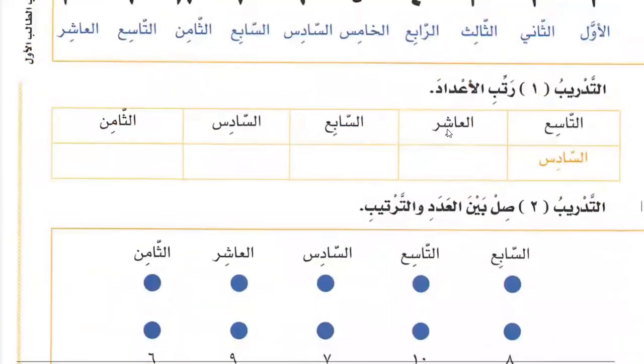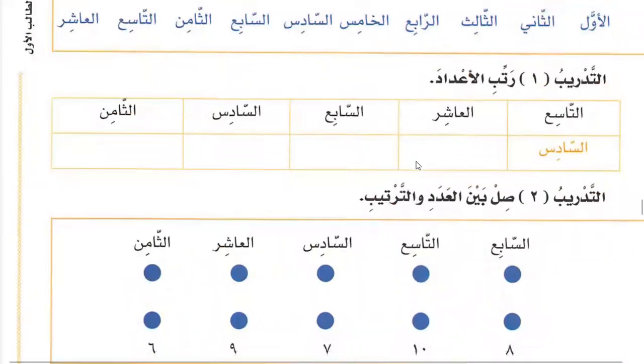First exercise: arrange the numbers. So here you will arrange them and you will put them in the box. So As-sadis, here it is already written. Here you write As-sabi, 7th. Here you write As-thamin, 8th.